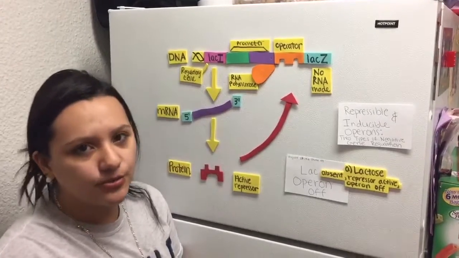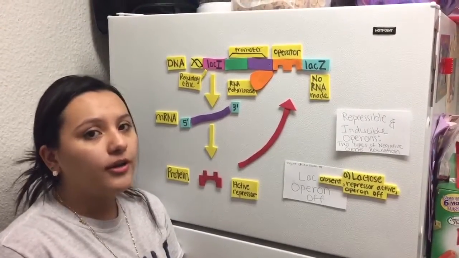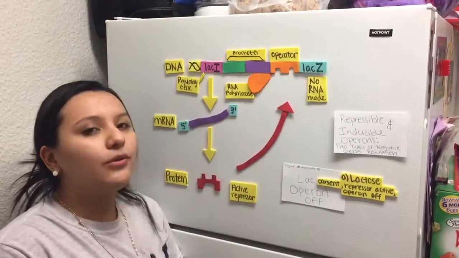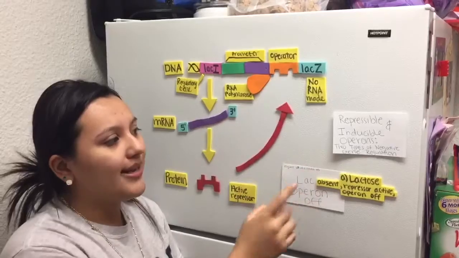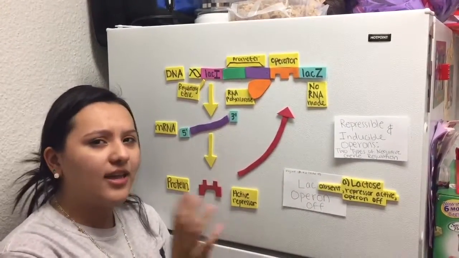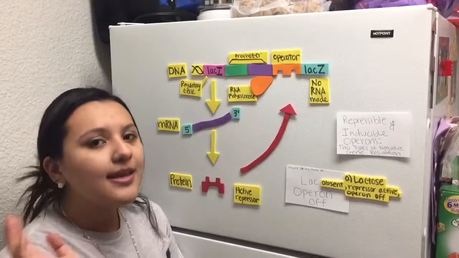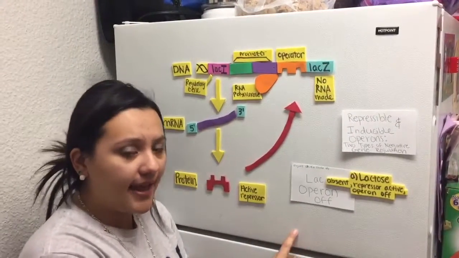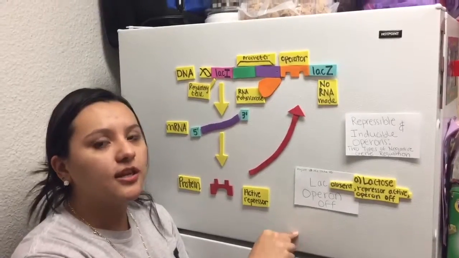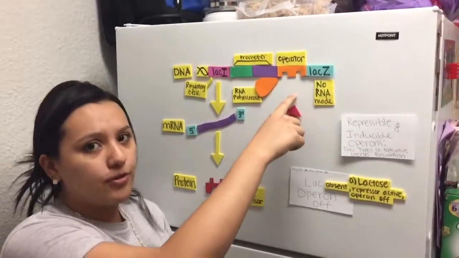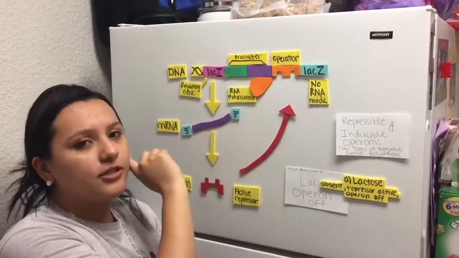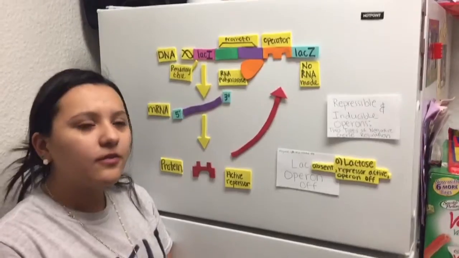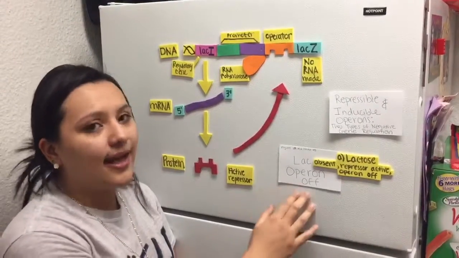And what is an inducible operon? An inducible operon is the opposite, and it's one that's usually off. What occurs in an inducible operon is that we have a molecule known as an inducer. This inducer binds to an active repressor, therefore making it inactive. This inactive repressor is not able to bind to the operator, allowing RNA polymerase to continue and make mRNAs. An example of an inducible operon would be the lac operon.